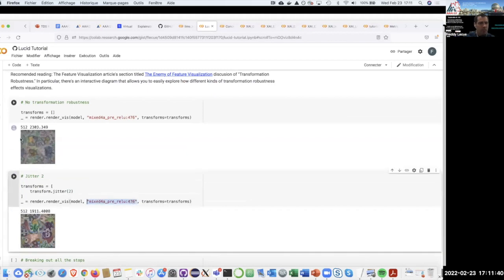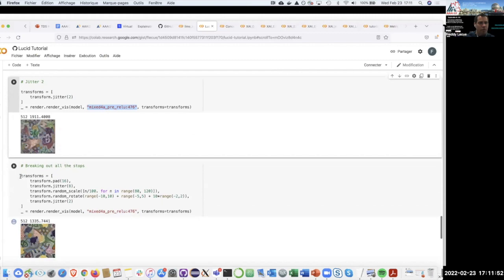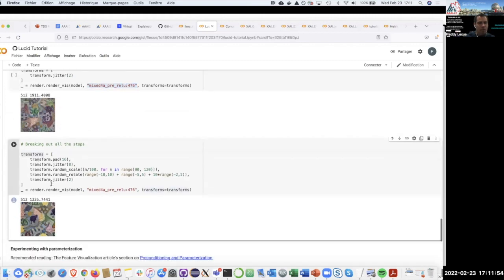You can see you get this visualization, and then here you get this one, which is a bit crisper, or different, because you use a different transformation mechanism. And here you have even much more complex transformations. You can add many, right? So change the scale, the padding, and here you get something different again.